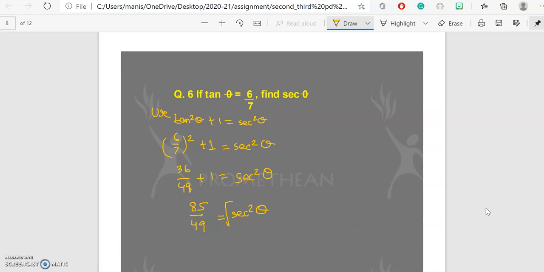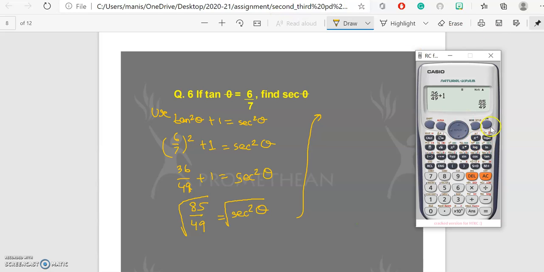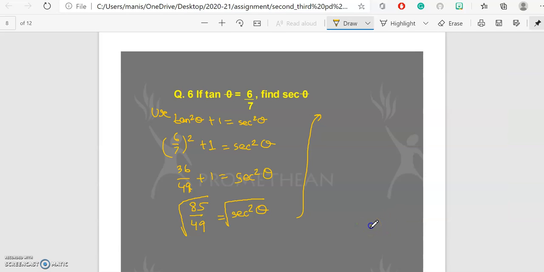I do not have to find secant square, I have to find secant theta, so I have just typed this over here. So now I will take my square root of 85 over 49. Upon typing in a calculator, I got my answer radical 85 over 7. So my answer is this: secant theta is equal to radical 85 over 7, and this is my answer for this question.